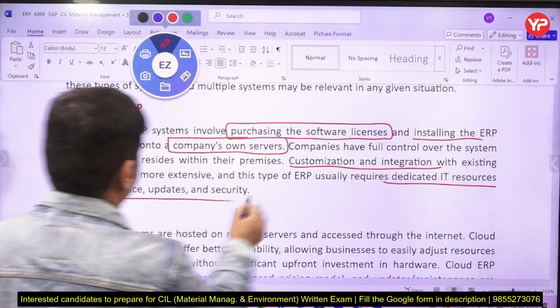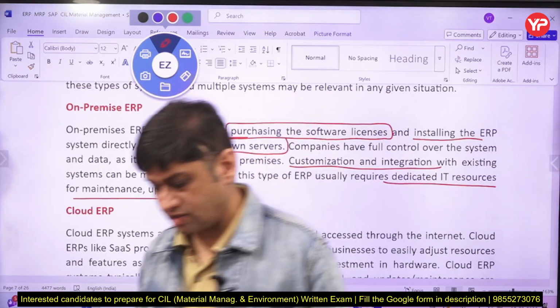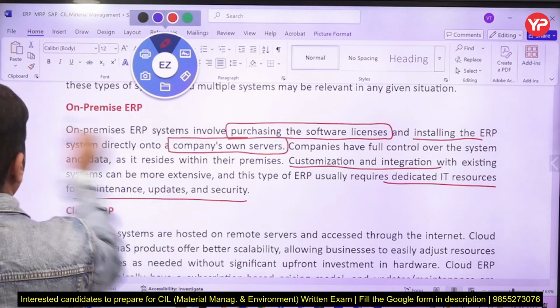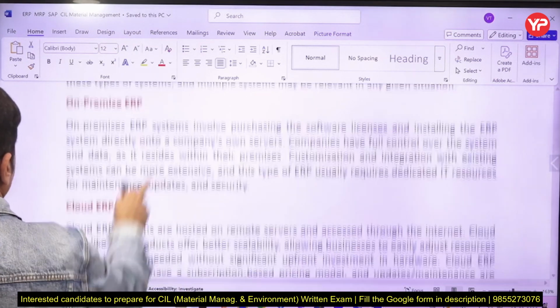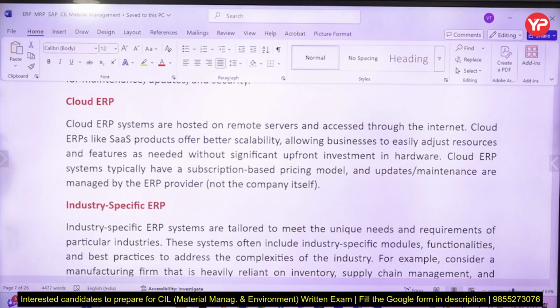So all these security related organizations, think of intelligence organizations and all, they will be having on premises information and data. They will obviously not outsource it further. So something which is not within the premises of the organization is cloud ERP. So you have remote access, a remote server through internet.